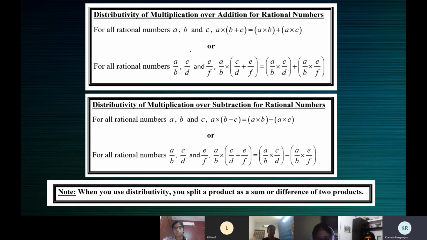Let me show you again. When you have three rational numbers A, B, C, you will find that A into B plus C is equal to A into B plus A into C. Or if you consider rational numbers like this, A by B, C by D, E by F, if you take three rational numbers like this, then you will see that A by B into C by D plus E by F is equal to A by B into C by D plus A by B into E by F.